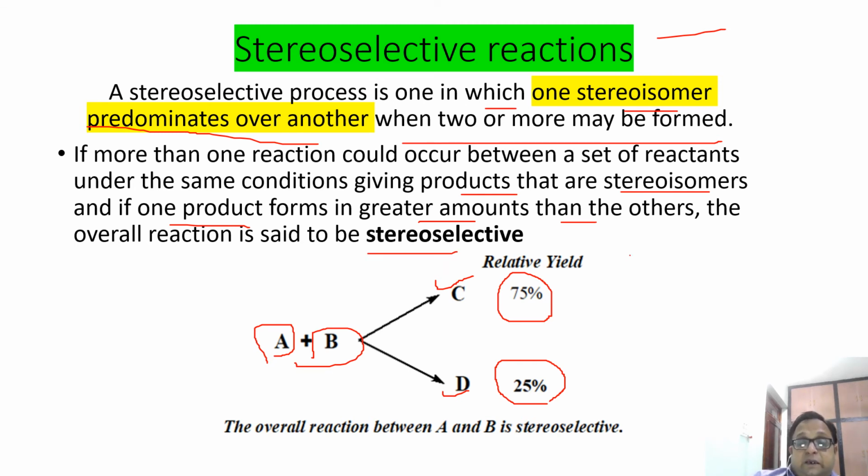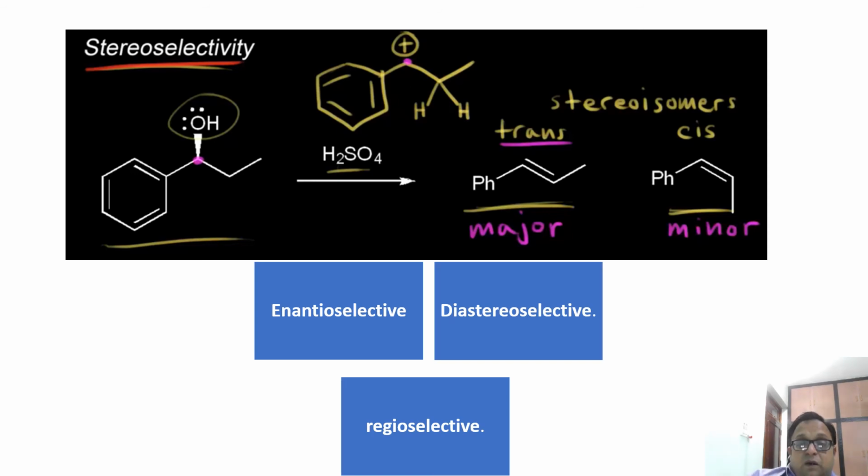I am explaining it again. In stereoselective reaction, there are two or more products, and out of these products, one is major, another is minor. So this type of situation is happening, and this reaction is considered a stereoselective reaction. But consider the condition that the products must be stereoisomers. So this is the example of the stereoselective reaction.